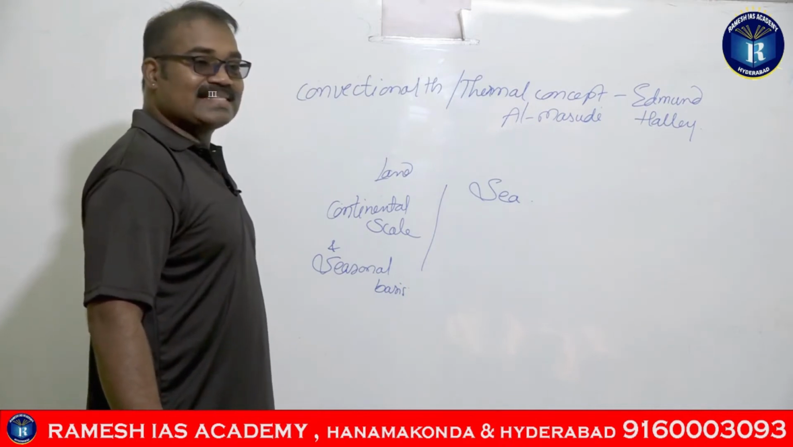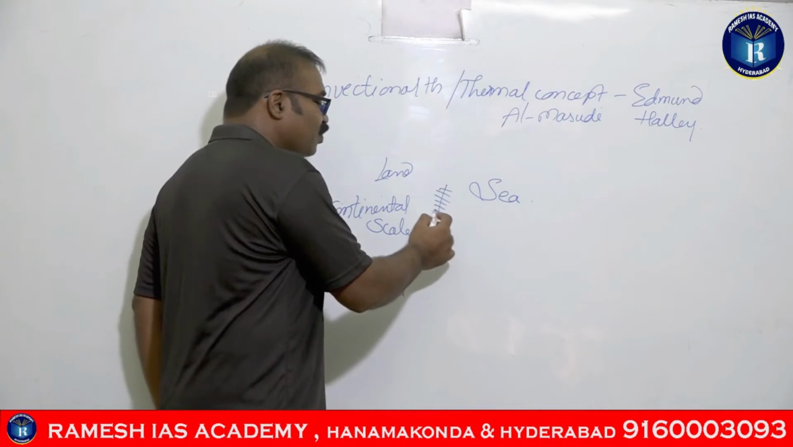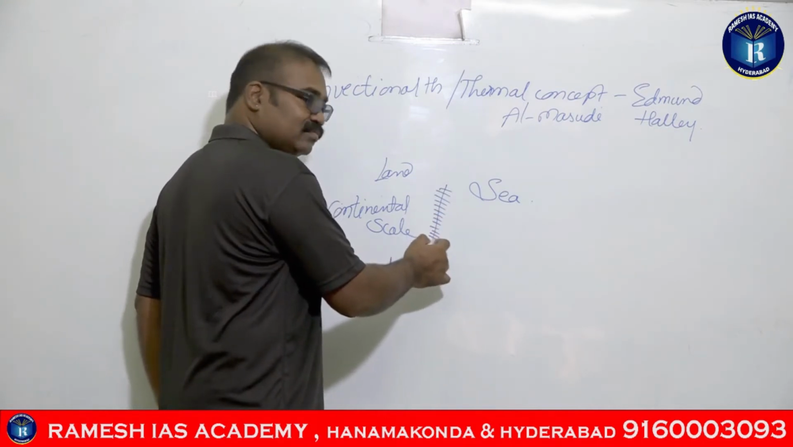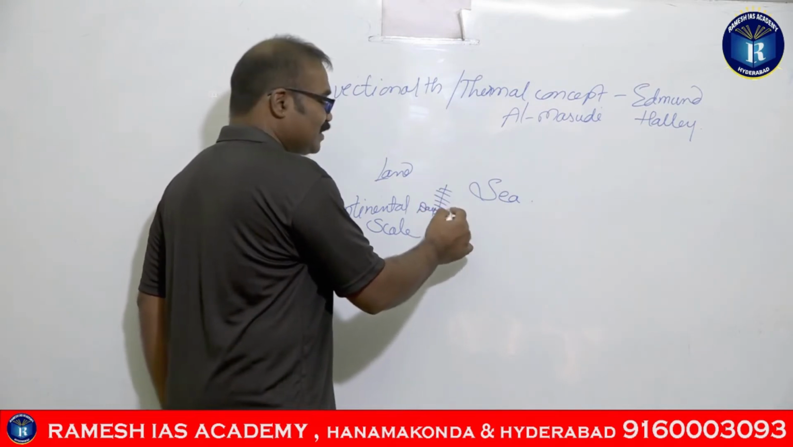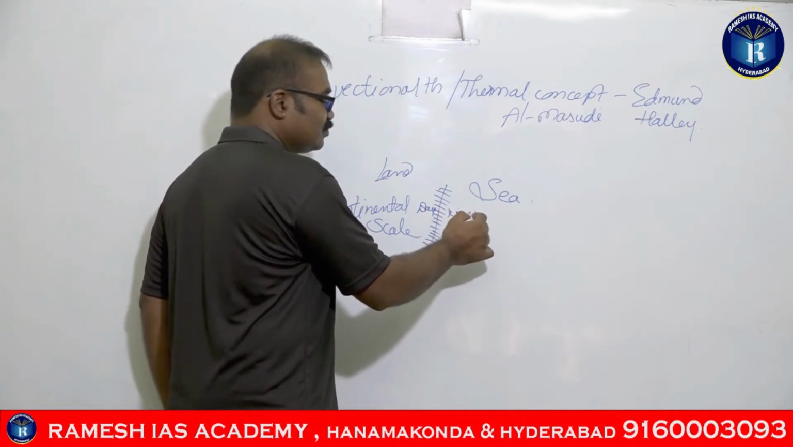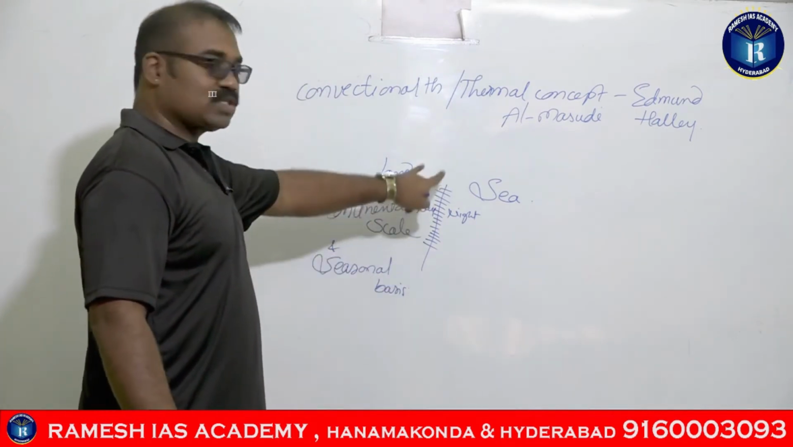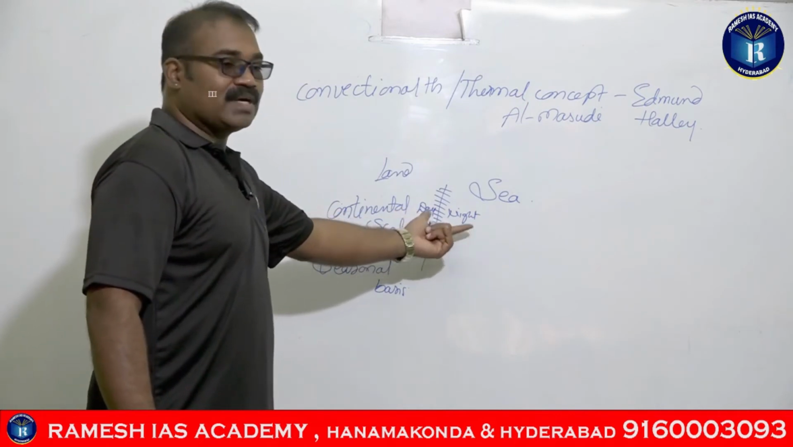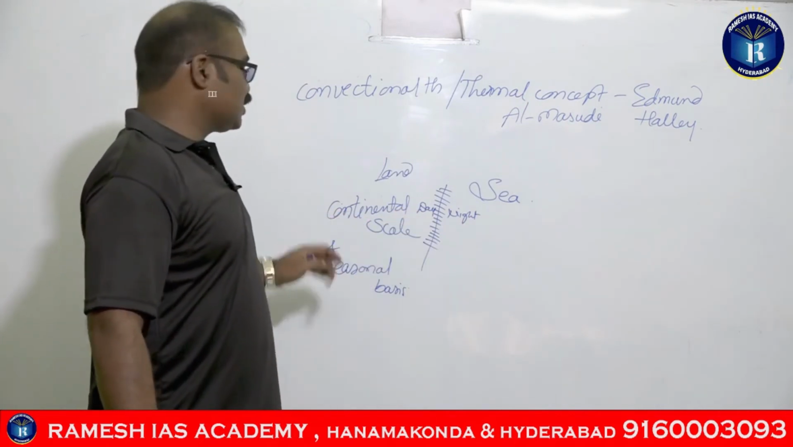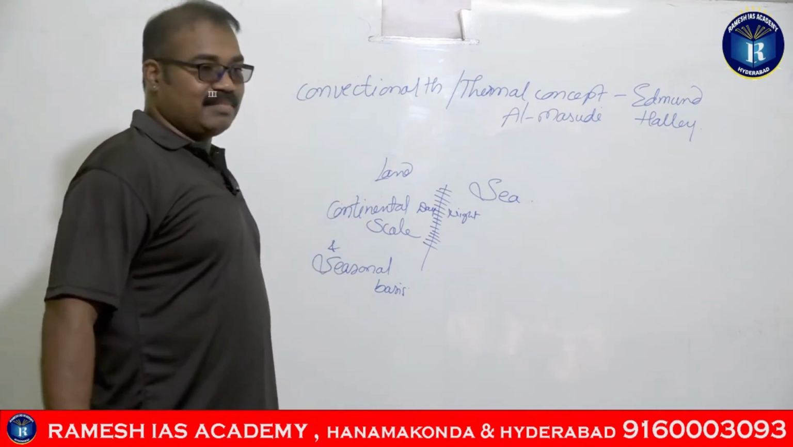Whereas land and sea breezes are on the scale of the coastal area and on a day and night, diurnal basis, guys. So land and sea breezes are only seen on the coastal areas, right, and they are the diurnal winds, daytime and night time. But what this person said is that they are on a continental scale and seasonal basis.